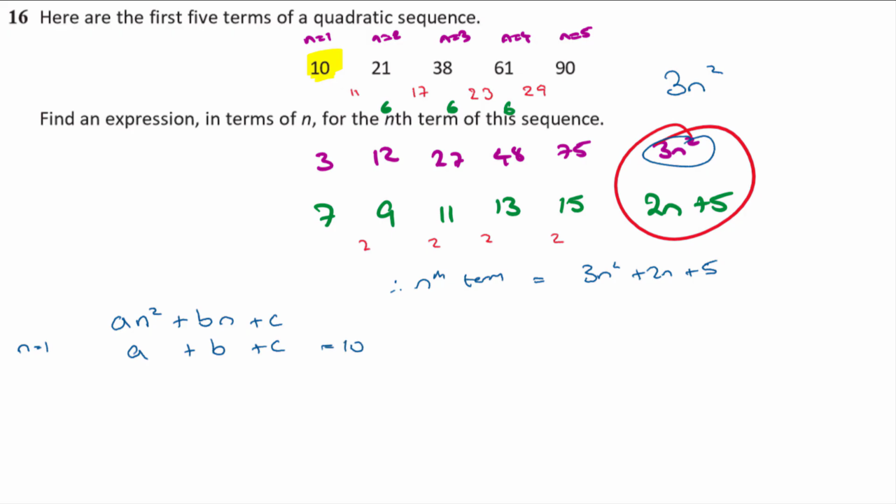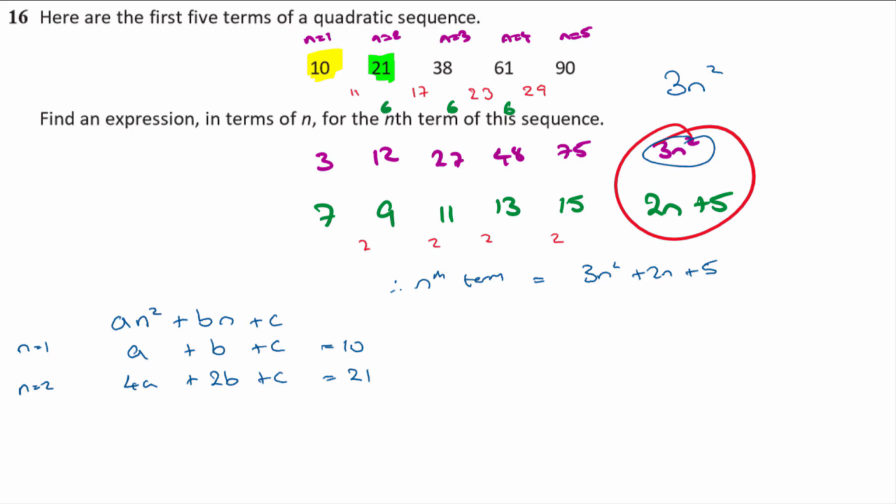Okay, now when n is 2, then an squared plus bn plus c: take n, 2, and square it, 4. I'm going to get 4a plus bn, which is 2b, plus c. That is equal to my second term. That is equal to 21.